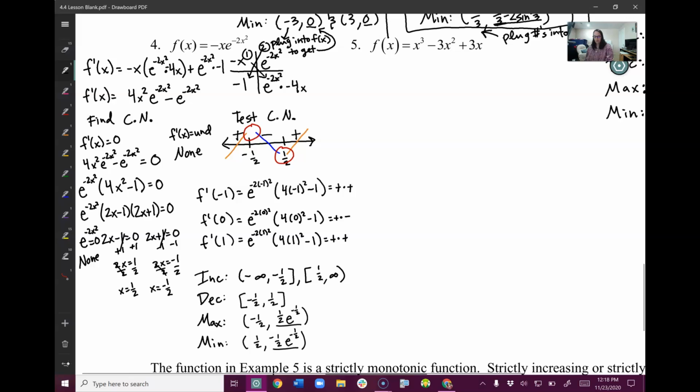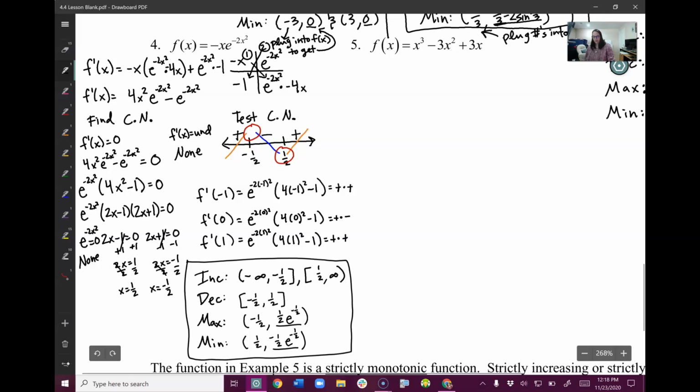And now I have a maximum at negative 1/2, a minimum at positive 1/2. And remember, I plugged these into the original equation, not the derivative, to get the point. So I plugged those into the original, and that's what I got. So that should be your answer.